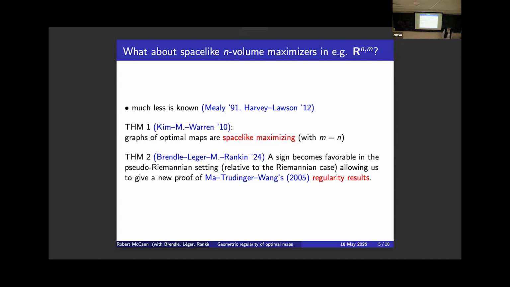And so then the new observation from a couple of years ago is that when you think about the regularity of this surface, there's a sign which is more favorable in this split signature than it was in the Riemannian case. And this is the key to deducing the kind of regularity results that Ma-Trudinger-Wang found for the optimal transport problem in 2005.